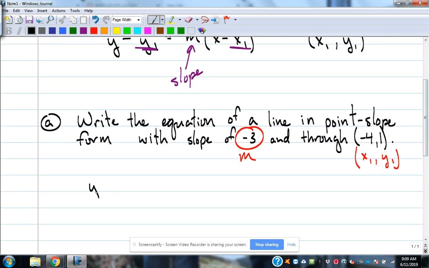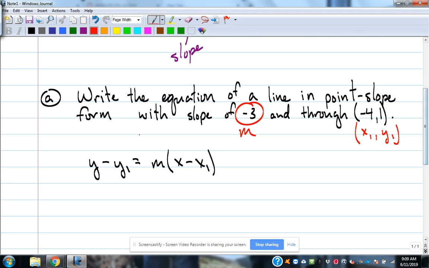So point-slope form, remember, is y minus y1 equals m parentheses x minus x1. You're going to take those things, the slope and the x1 and the y1, and you're going to just input those into the formula that's there. So we know -3 is going to go in the place of the m. And then this y is always there, and then we subtract the y value from the ordered pair, which was 1. So y minus 1. And then in the parentheses, you're going to have x minus -4.